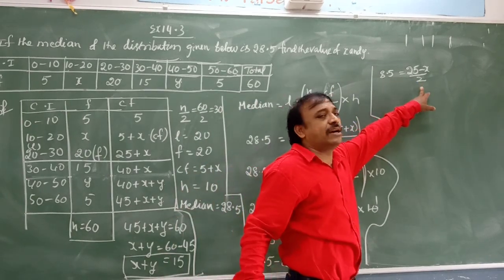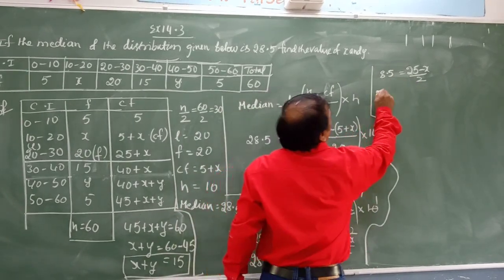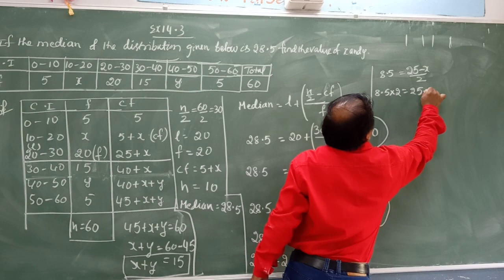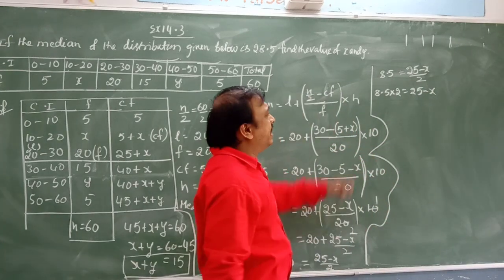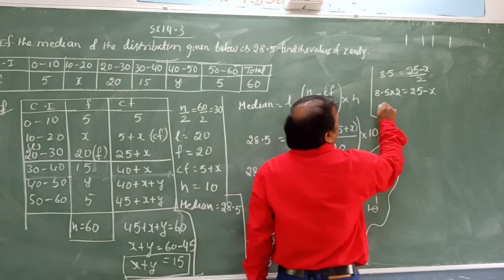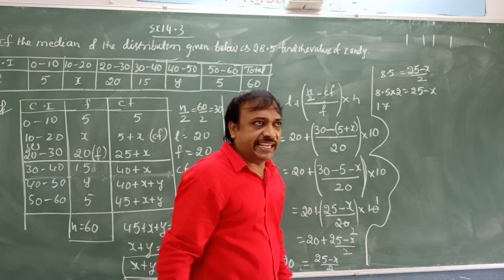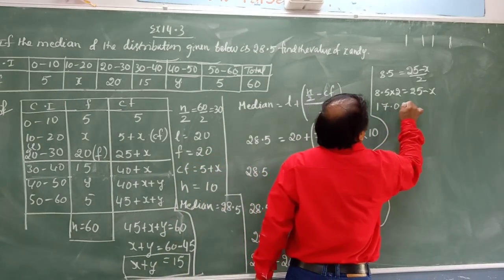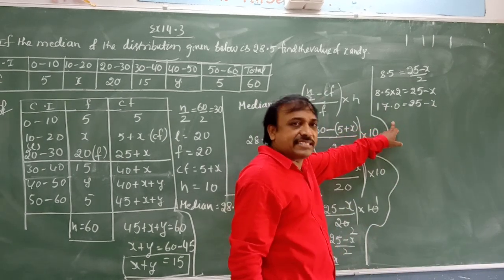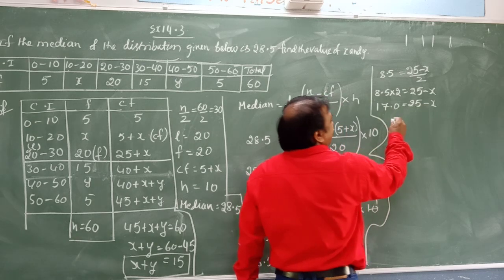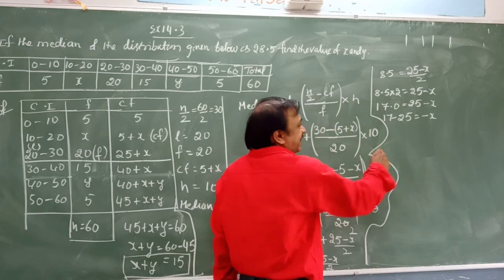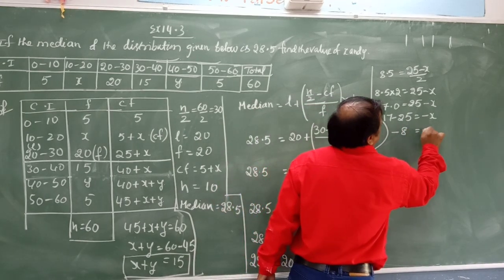Transpose the 2 to this side, it is in the denominator. If you transpose, it will multiply. 8.5 into 2 is equal to 25 minus x. So 8.5 into 2: 2 fives are 10, 2 eights are 16 plus 1 is 17, so 17.0, which is nothing but 17. We can write 17.0 is equal to 25 minus x. So transpose this 25 to this side. 17 minus 25 is equal to minus x. 17 minus 25 is minus 8, equal to minus x.